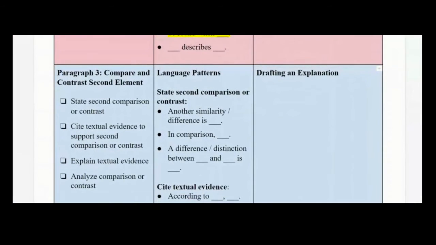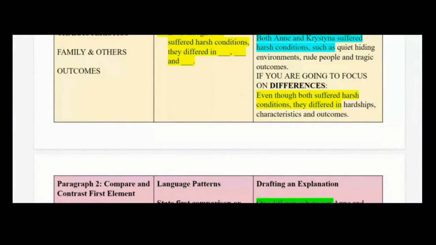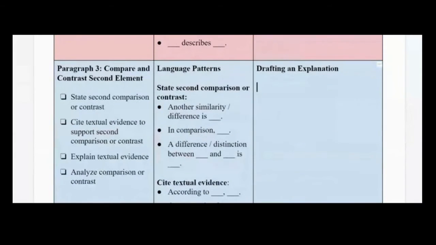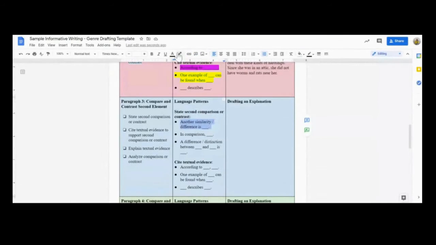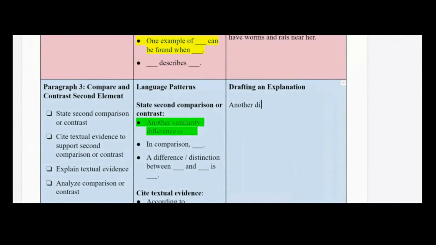Paragraph 3. Now, we're moving on to the next element that you guys chose. So I'm going to go back here, and I chose characteristics. Okay? So, we're going to use one of these language patterns. I'm going to say another, just because I like that one. And I'm going to highlight it green so that you guys can see it. And I'm going to say another difference, because I'm talking about differences, but if you're talking about similarities, you would say another similarity.